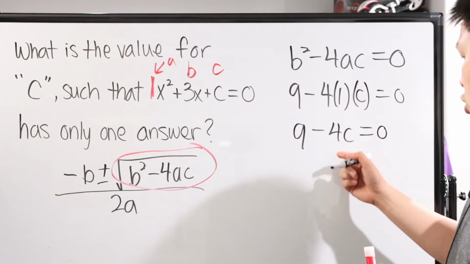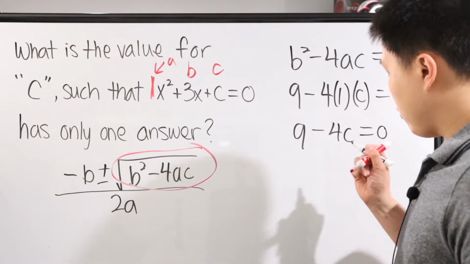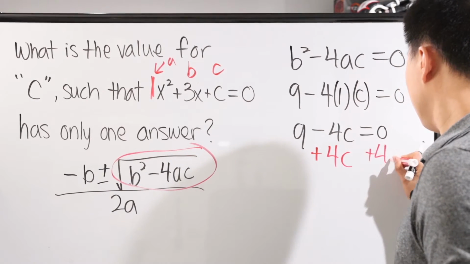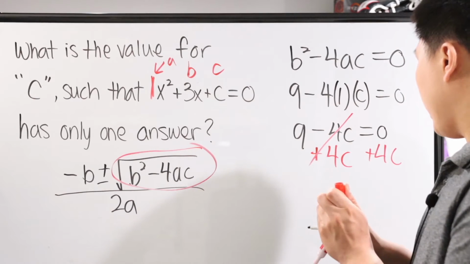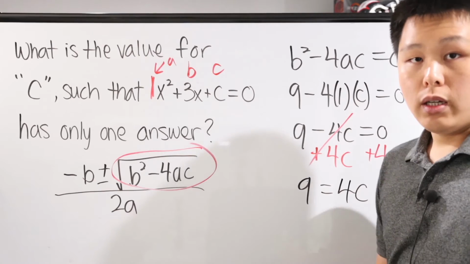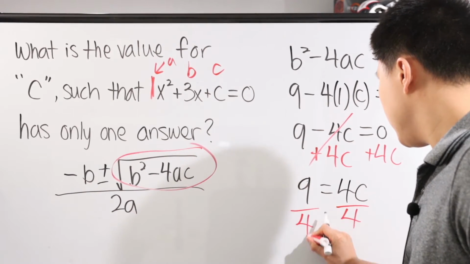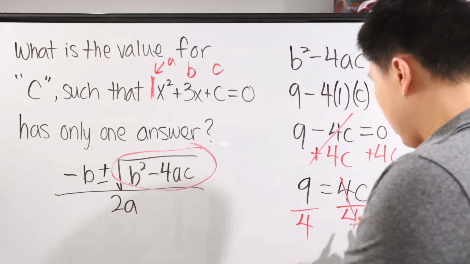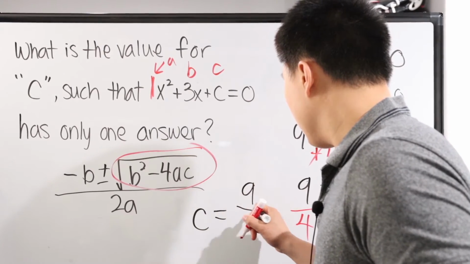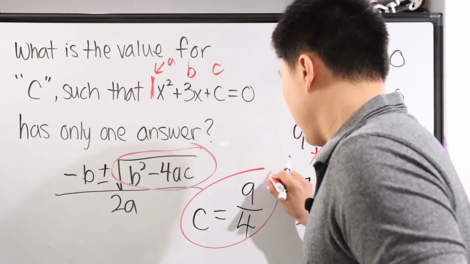Now, we can actually solve this problem fairly easily. What we're going to do is try to isolate c by itself. We're just going to add 4c on both sides. This gets rid of it here so that we have basically 9 equals 4c. Now we want c by itself, so we're just going to divide by 4 on both sides. This 4 goes away, so let's just move this right here. We're going to have c equals 9 over 4. So this is our final answer.